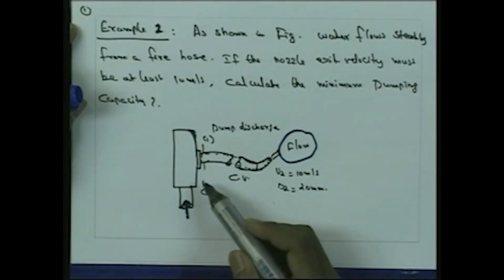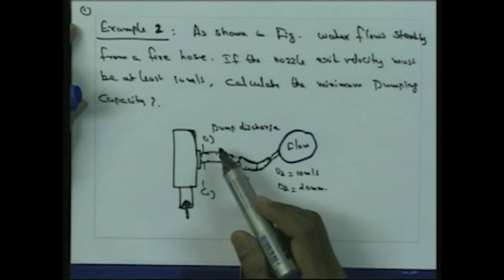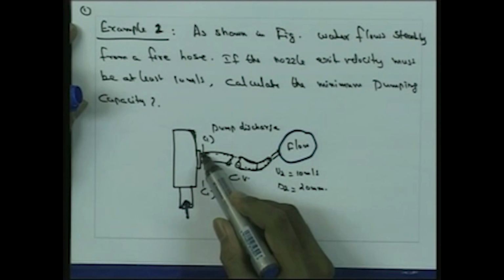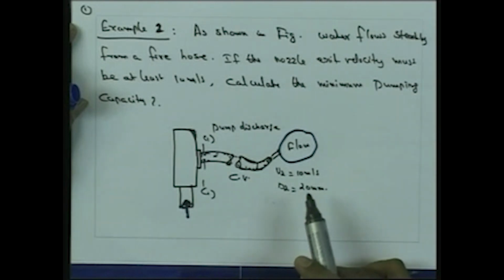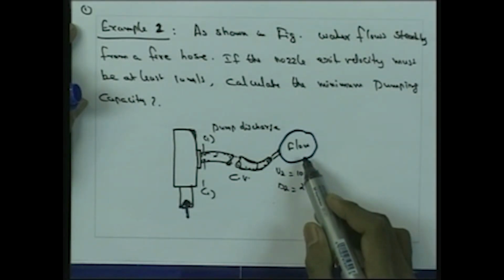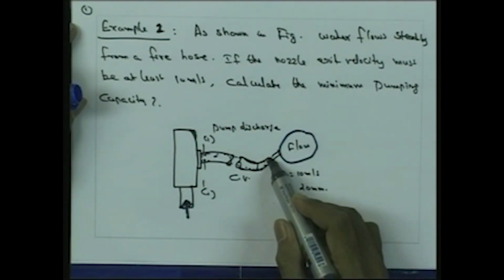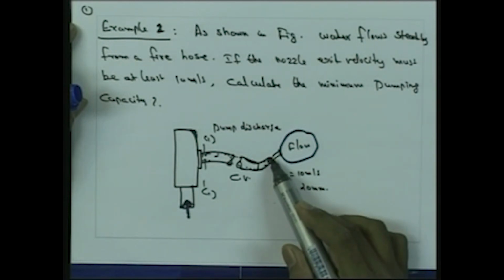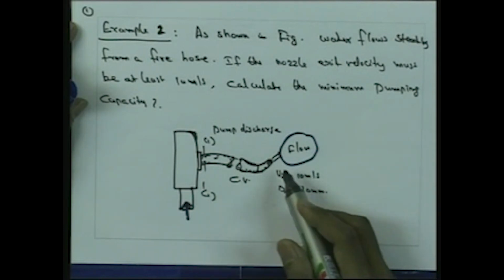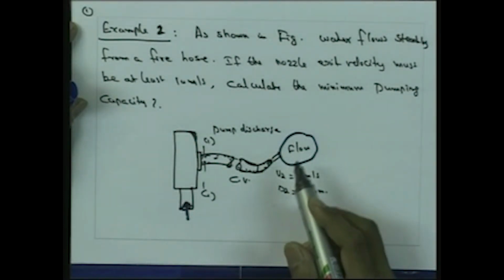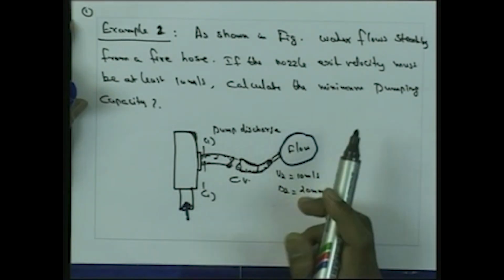So here this is the fire hose through which the flow takes place, and if you consider the control volume, you can see that this gives the control volume with respect to the fire hose which we are considering. Here the exit velocity is given as 10 meter per second, and the diameter of the hose is given as 20 millimeter. So we want to find the minimum pumping capacity such that the system is supplying a minimum of 10 meter per second.